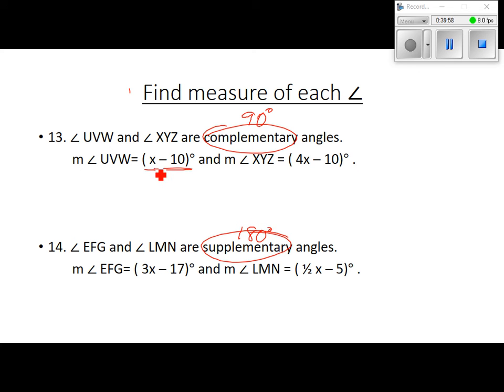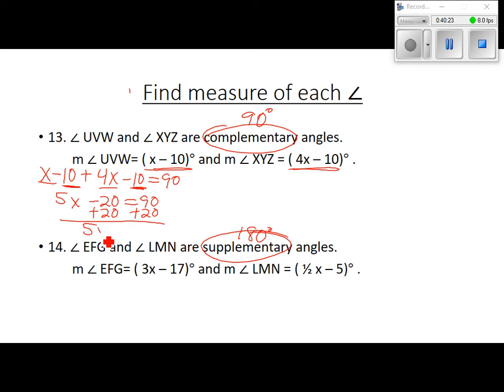All you're going to do is take this angle, add them together, set it equal to 90. So x minus 10 plus 4x minus 10 equals 90. Collect like terms. That gives you 5x. A negative 10 and a negative 10 give you minus 20 equals 90. Add 20 to both sides. You get 5x equals 110. Divide both sides by 5.